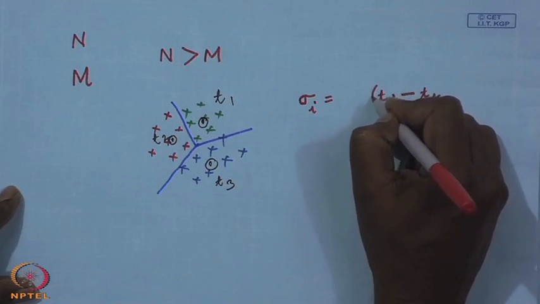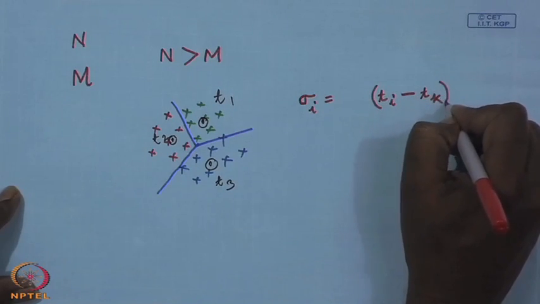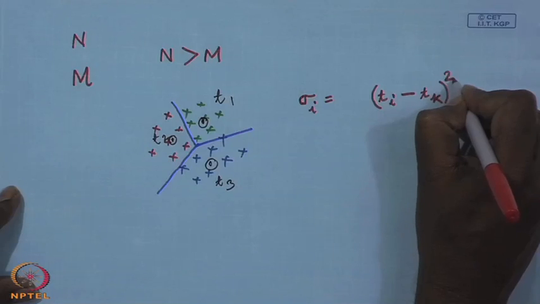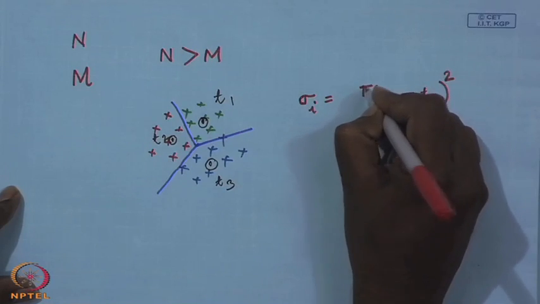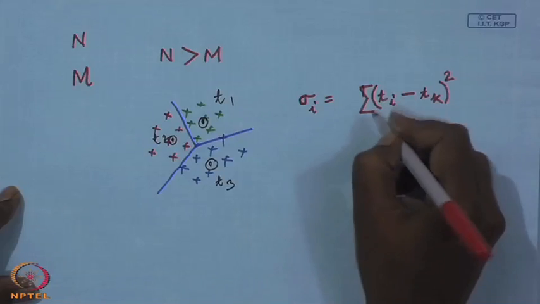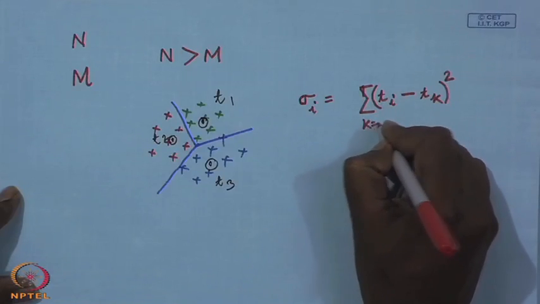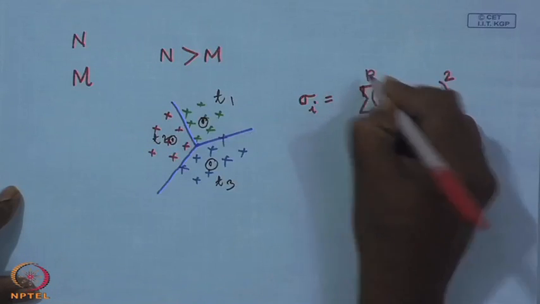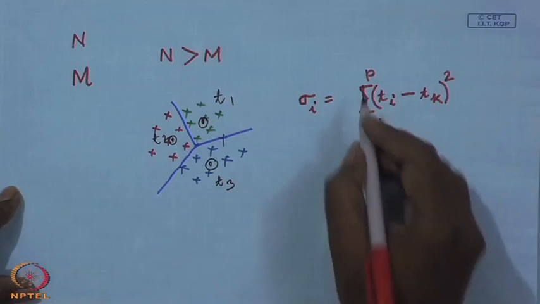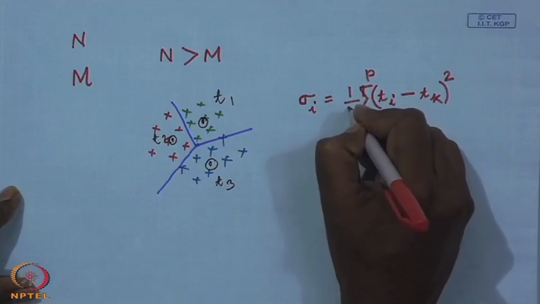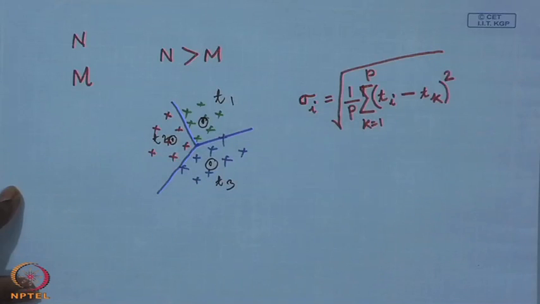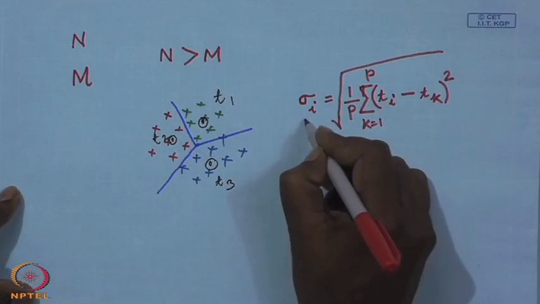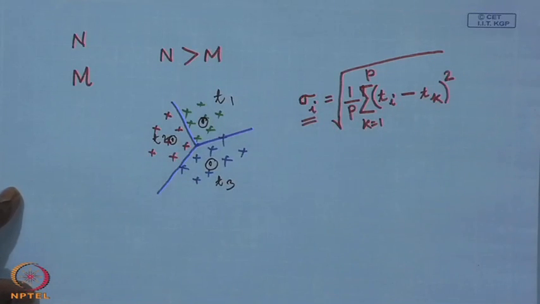So, what I do is I compute T I minus T k square, take summation of this for k is equal to 1 to p, as I have p number of receptors, 1 upon p of this and square root of this. So, this defines the spread of the ith radial basis function.